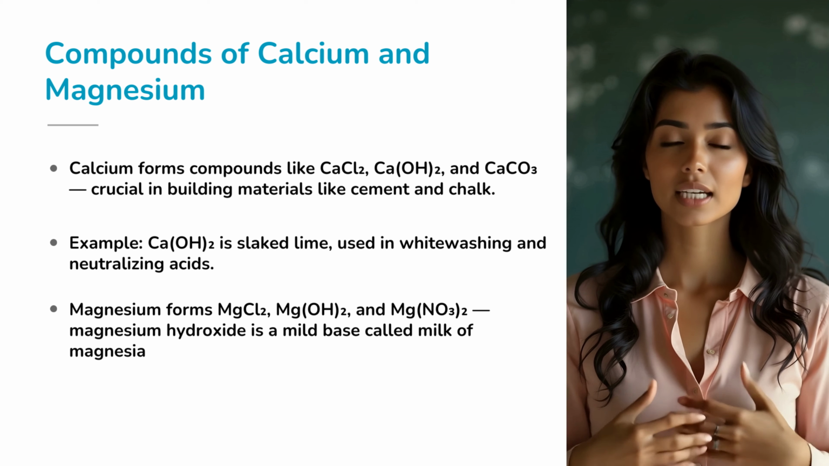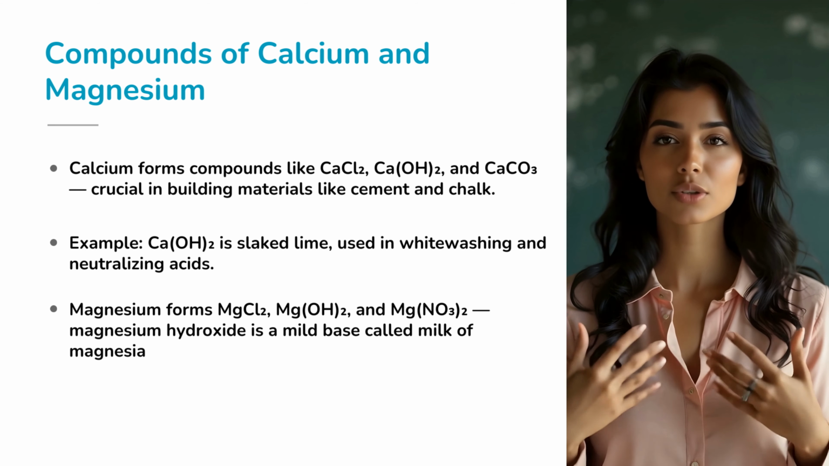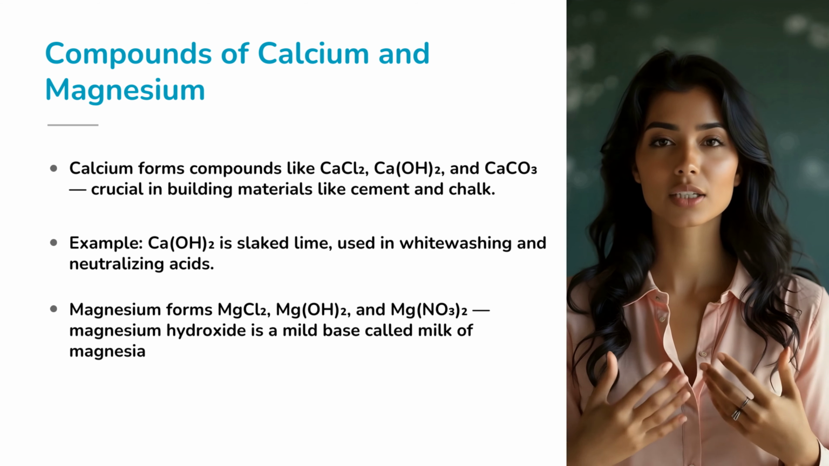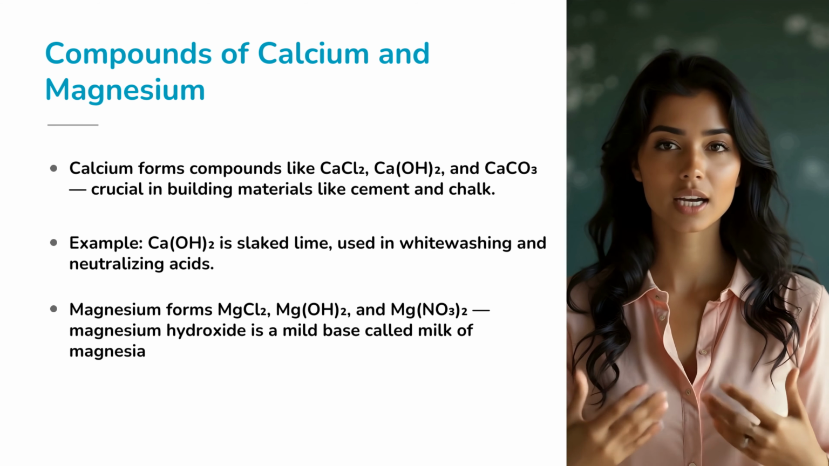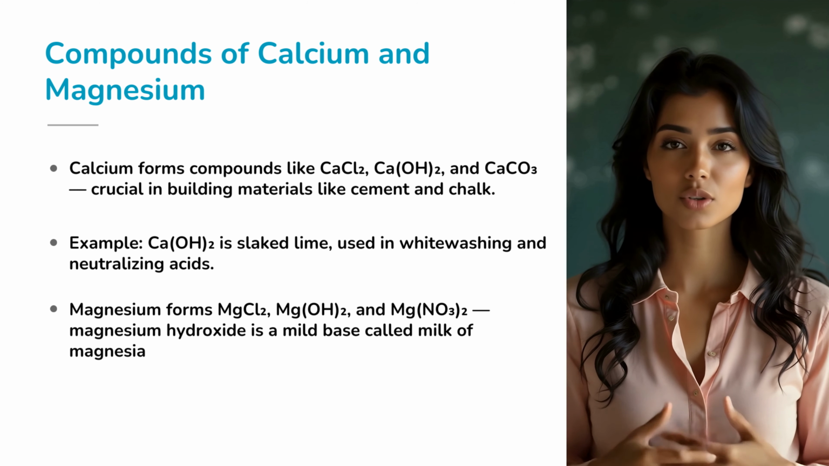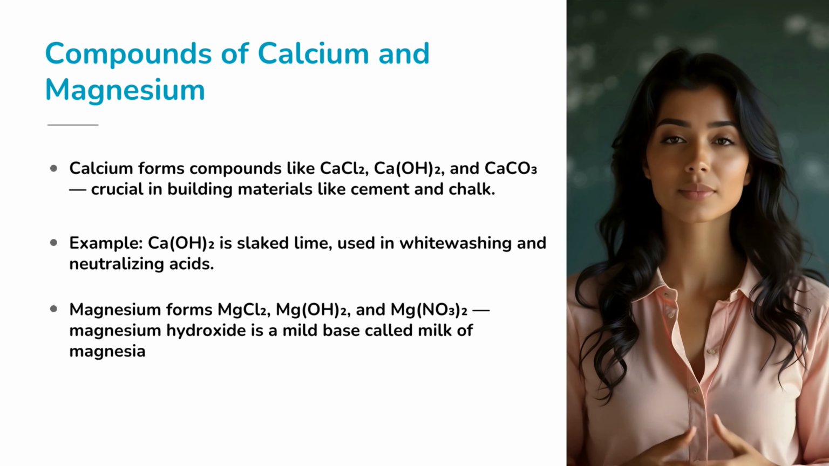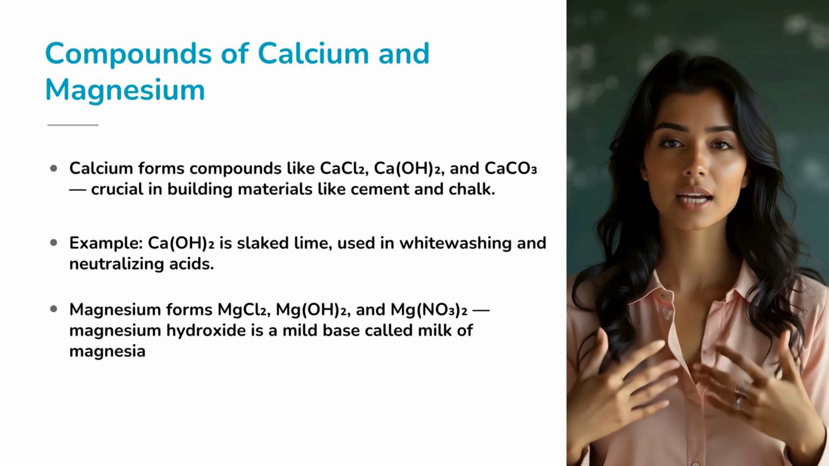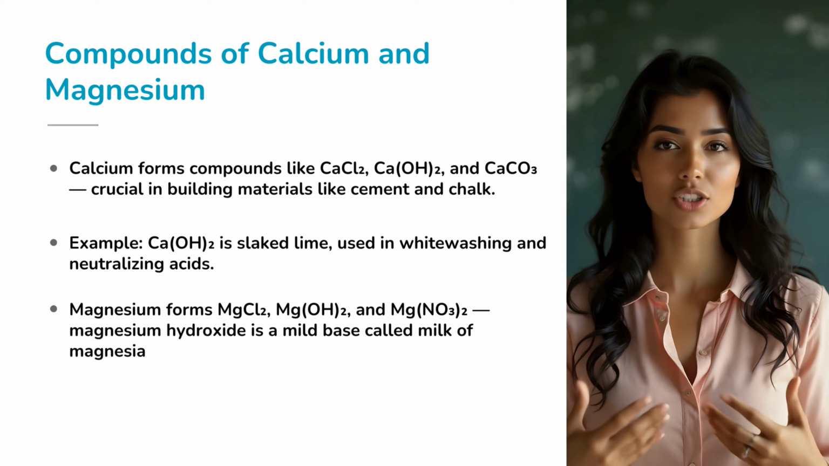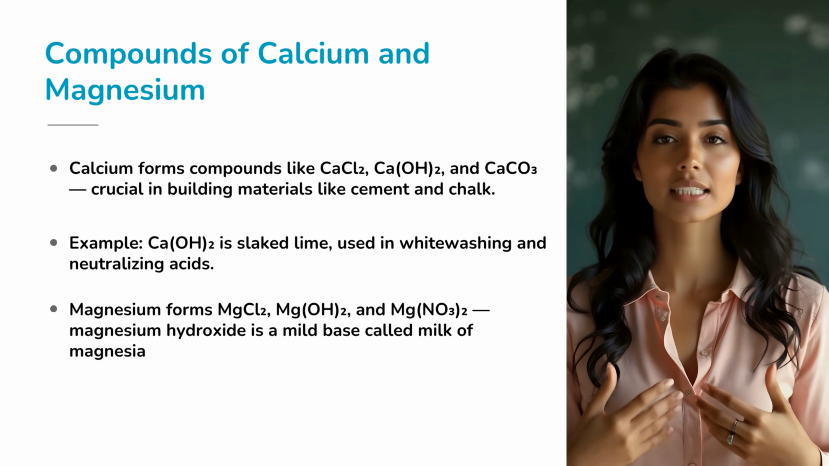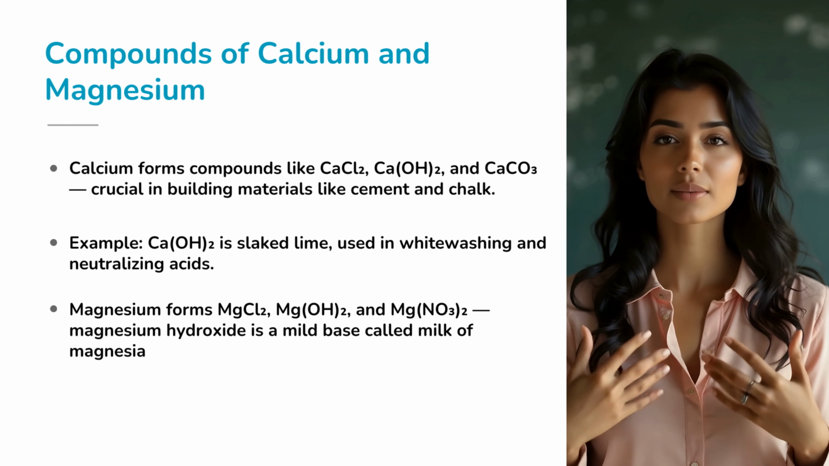Magnesium also has a valency of 2, it forms Mg2+. Magnesium chloride is MgCl2. Magnesium hydroxide is Mg(OH)2, known as milk of magnesia. Magnesium nitrate is Mg(NO3)2. And magnesium oxide is simply MgO. Each of these compounds has specific roles from treating acidity to forming building materials.